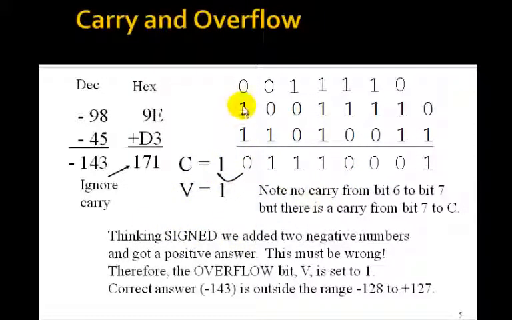Thinking signed, we added these two negative numbers. Here's a negative number and a negative number, and we got a positive number. So that must be wrong. So the overflow bit is set to 1. The correct answer, which was negative 143, is outside the range of minus 128 to plus 127, and therefore the overflow bit gets set to 1. Anytime you have this condition with no carry from bit 6 to 7, but a carry from bit 7 to the carry, the overflow bit will always be set to 1.